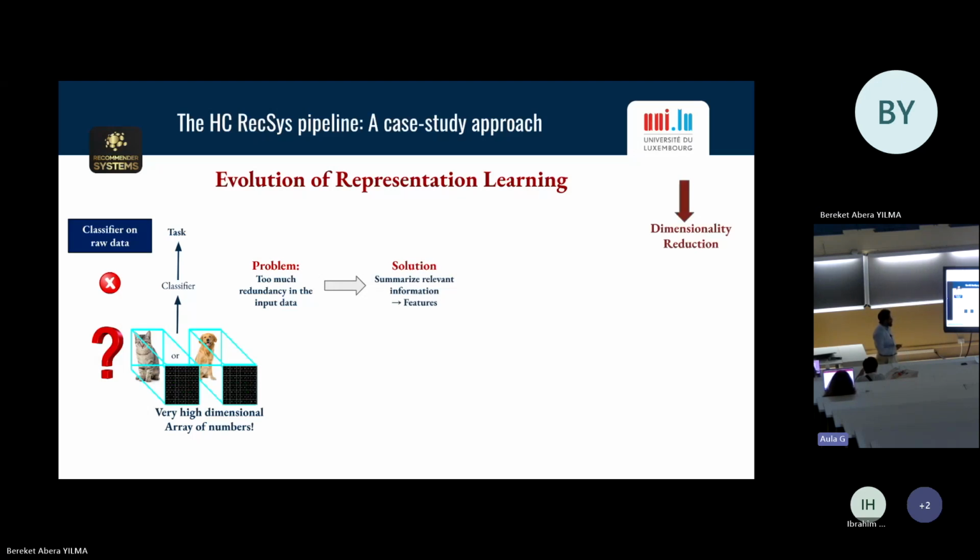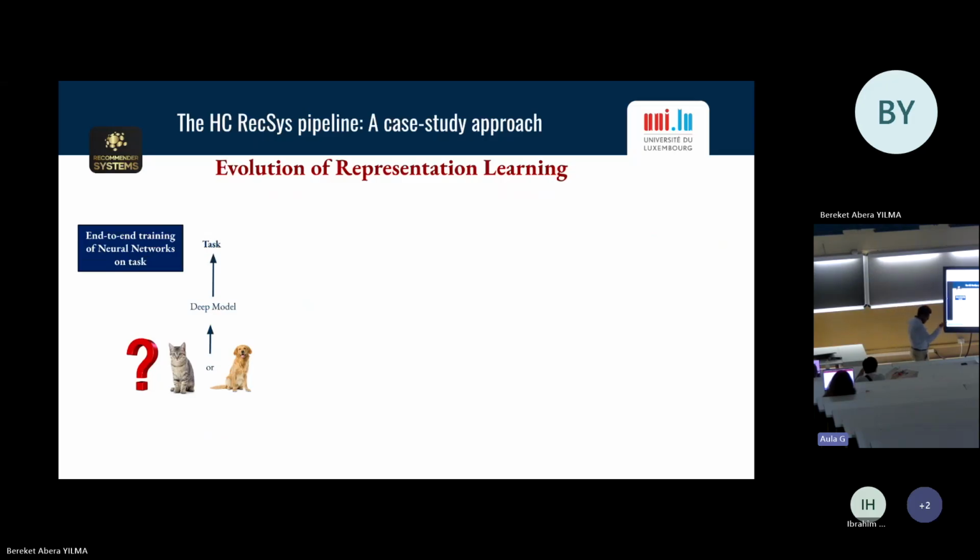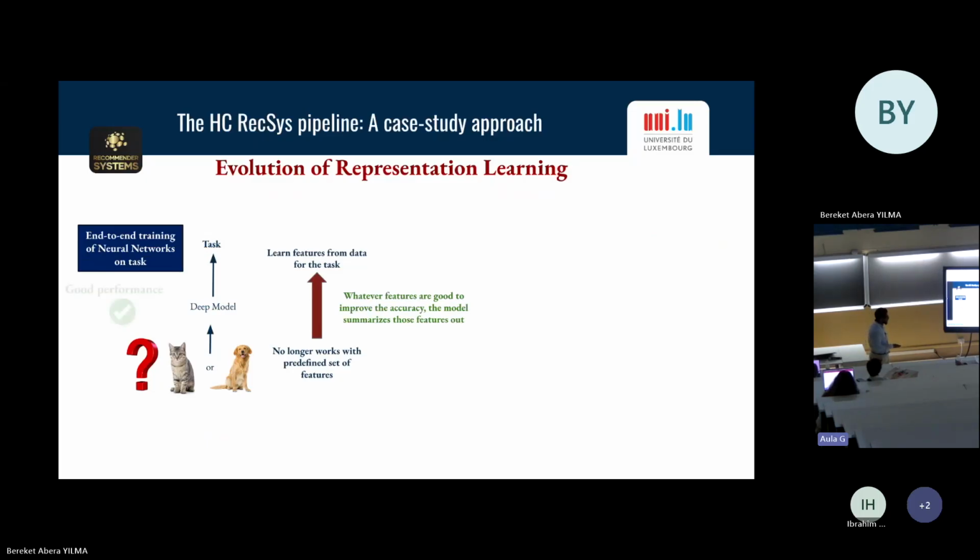So now we want to extract what we think is important feature from the actual raw data, and then learn a classifier on top of that, which worked better, but it didn't really nail the task. And then with the evolution of deep learning or neural networks, we no longer need to work with a predefined set of features. Essentially, whatever is meaningful, the model will summarize and extract that feature for us, which was great, and we started achieving superhuman performance.